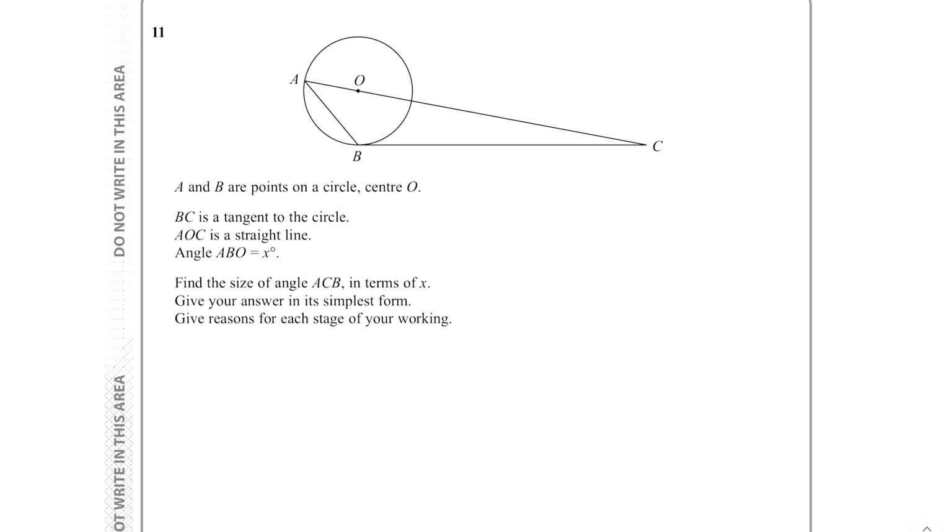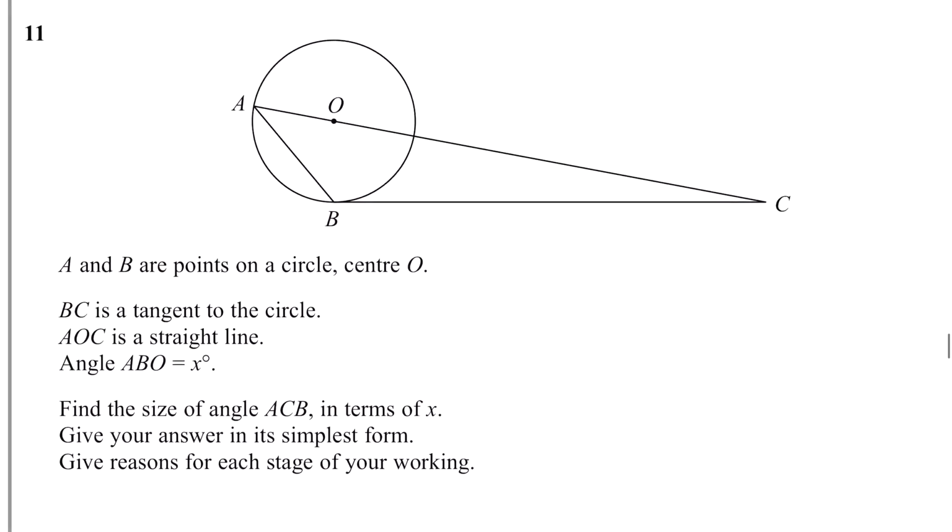Question 11. A and B are points on a circle with center O. BC is a tangent to the circle. AOC is a straight line. ABO is x degrees. Find the size of ABC in terms of x. Give your answer in its simplest form. ABO is x. Find the size of ACB.